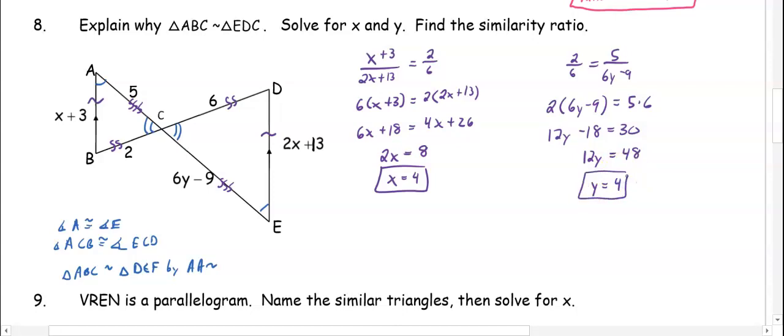Then we want to find the similarity ratio. So our similarity ratio, remember, is the old side over the new. So the similarity ratio, which is the ratio of the sides, a side from the original triangle is 2, a side from the new triangle is 6. So our similarity ratio here would be 1/3.